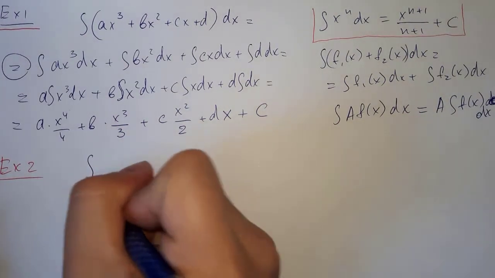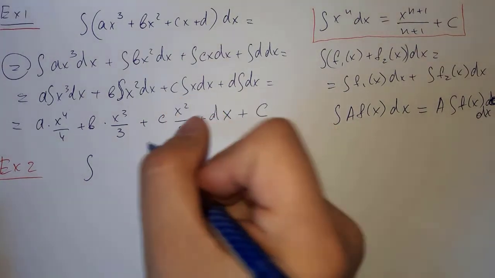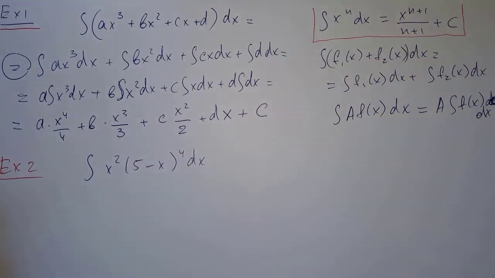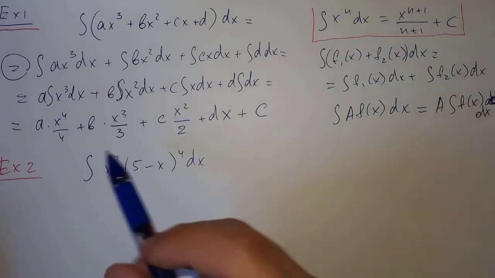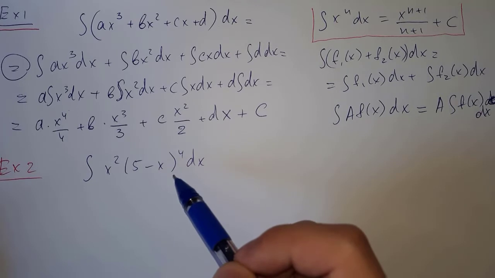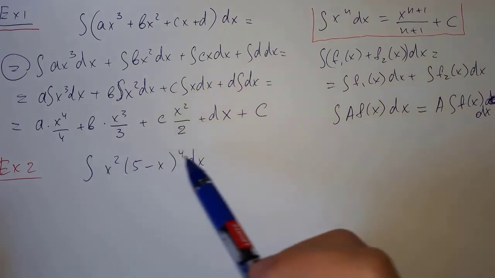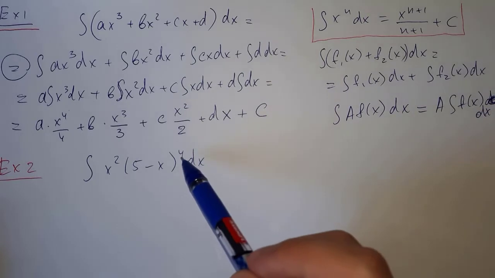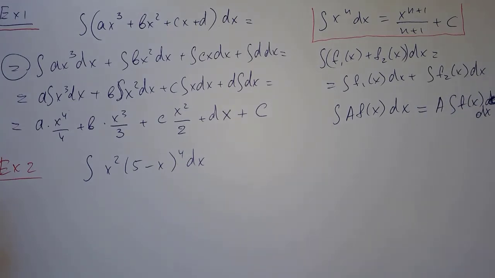If you have any polynomials like this, for example x squared times 5 minus x to the 4th degree dx, we can solve such integrals by opening these brackets and getting the polynomial. After this we have these properties, and using them we can find this integral like in the previous example. So I think this is very easy. Open this first degree and multiply by x squared. And now I want to show another one.